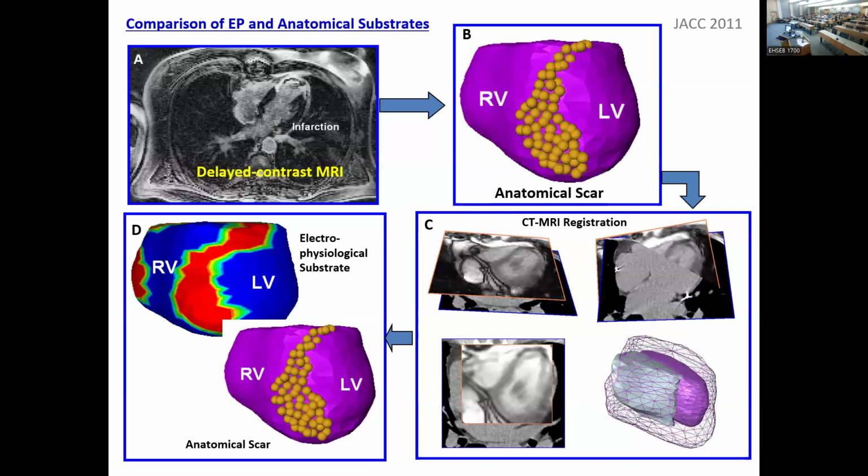This is the anatomical scar from MRI, and this is the electrical scar from ECGI. And you can see a very nice correspondence. In fact, the electrical scar most of the time is somewhat larger than the anatomical scar because of the border zone. But you can see the correspondence between these two.